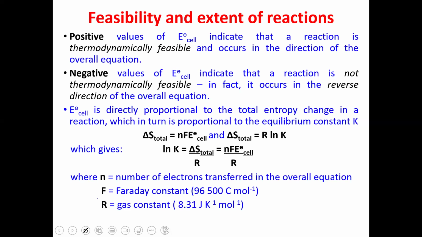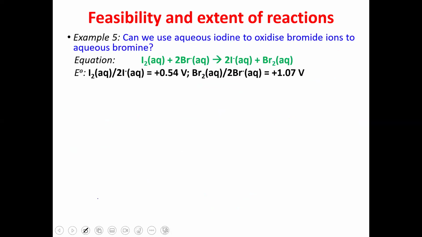Sometimes the Faraday constant is found in the older papers. Now, in the new papers, they are not paying attention to that. Their focus is only on capital R. Feasibility and extent of reaction.